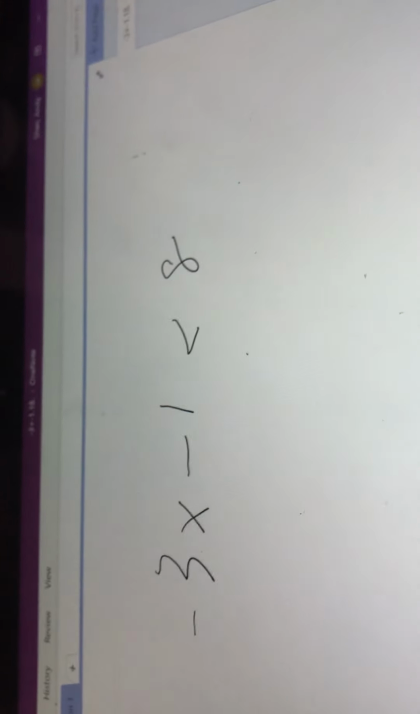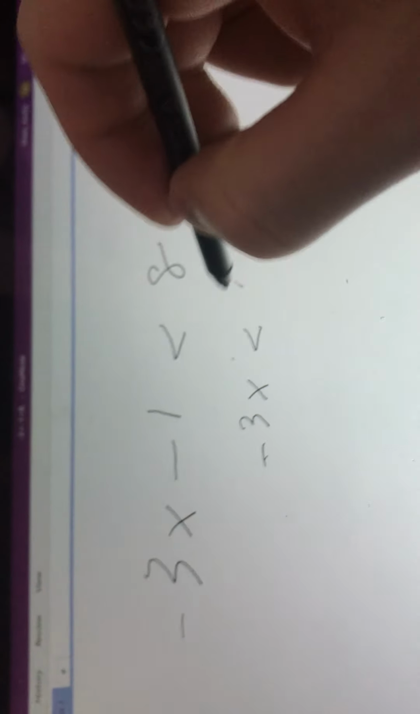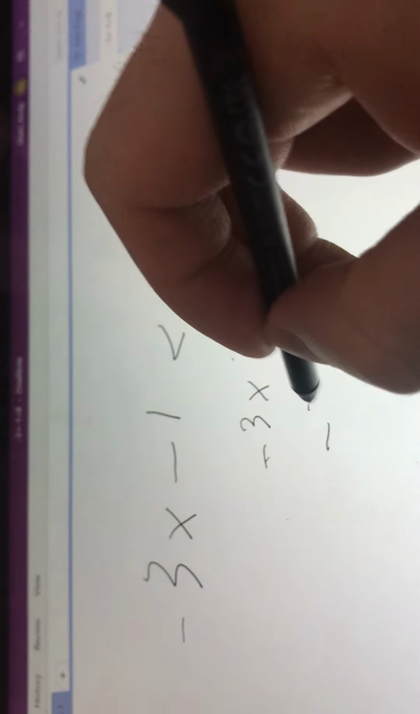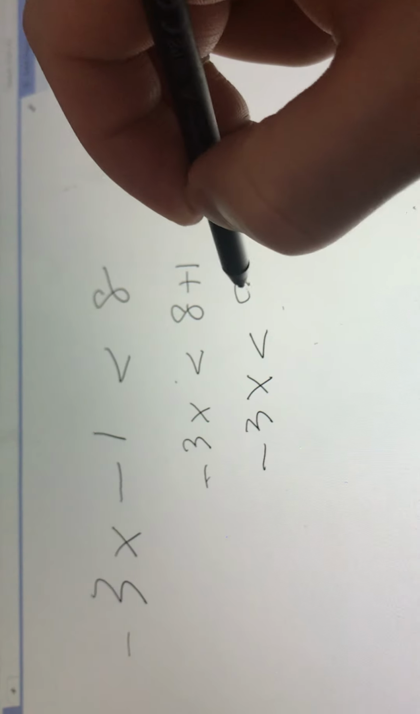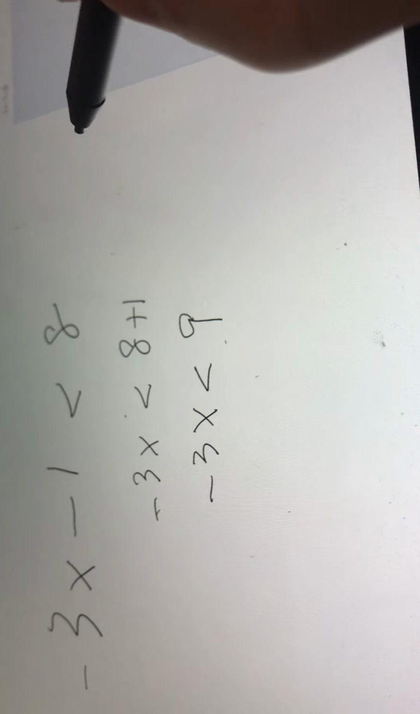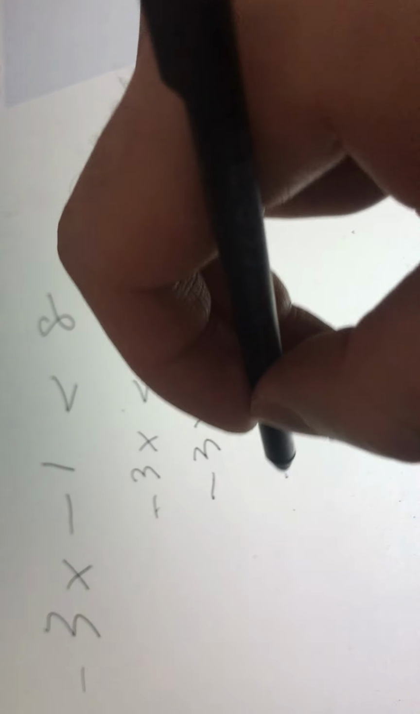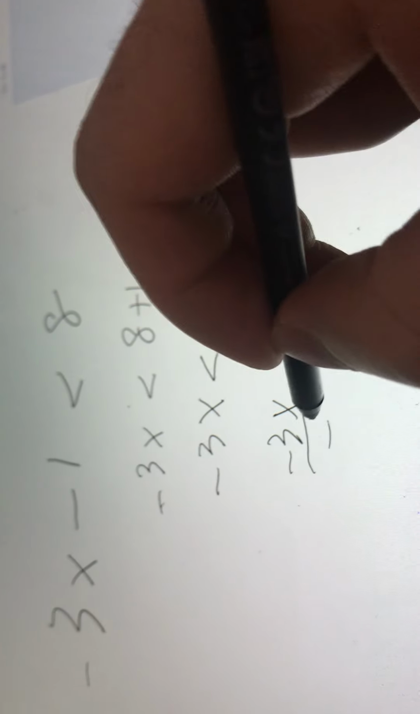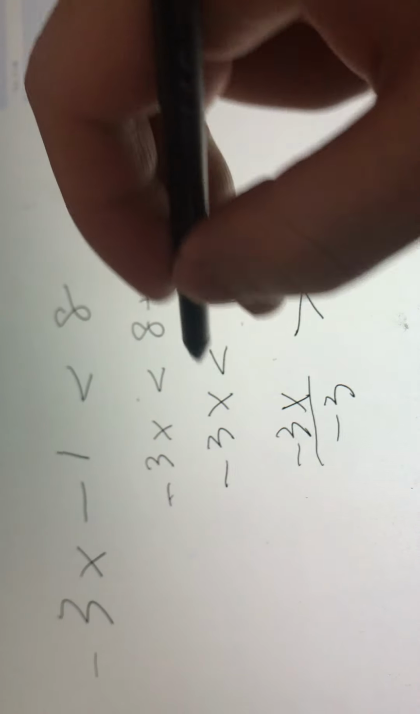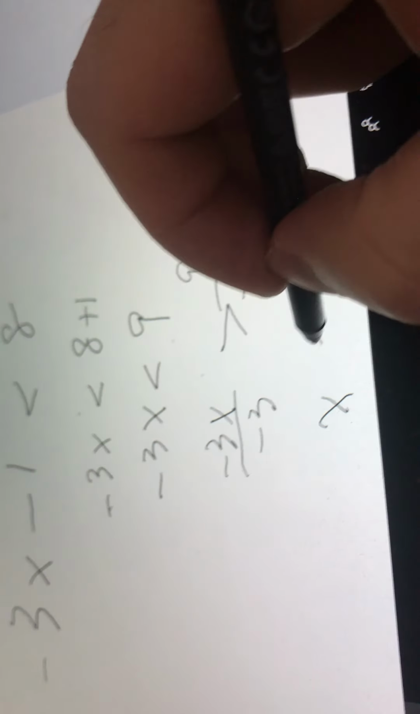So instead of positive 3x, we use negative 3x. Still the same procedures. Negative 3x smaller than 8 plus 1. Negative 3x smaller than 9. So for both sides, we divide by negative 3, which is a negative number. So we need to change the direction of this sign. So it's negative 3x divided by negative 3, we change the direction of this sign. So the answer should be x bigger than negative 3.